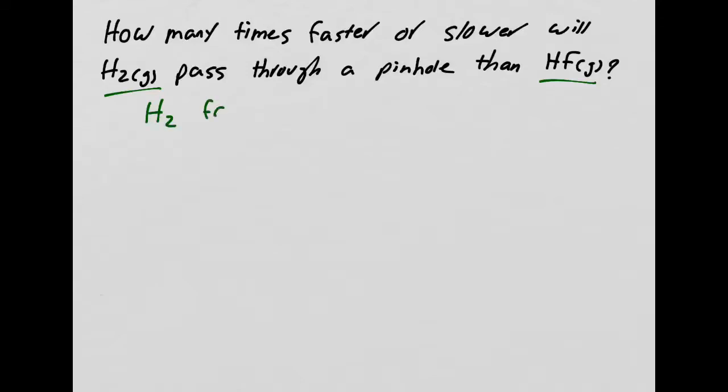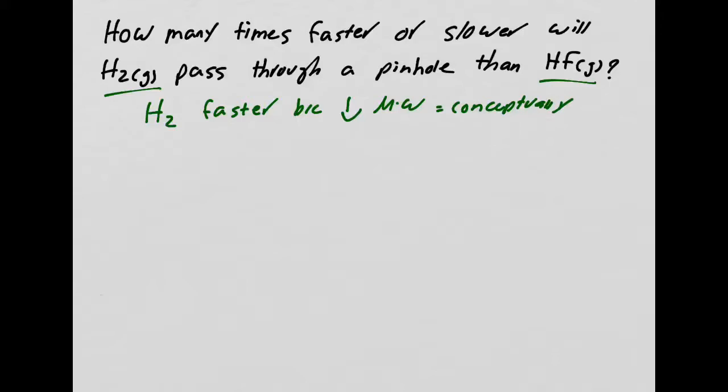H2 is going to be faster. Why is H2 going to be faster? Because it has a lower molecular weight. The smaller atom, the lighter atom, is going to run around faster, so it can find a hole and get out of the room or fill up the room faster. So far, so good? Okay. So conceptually, we're great. We know H2 is going to be faster.